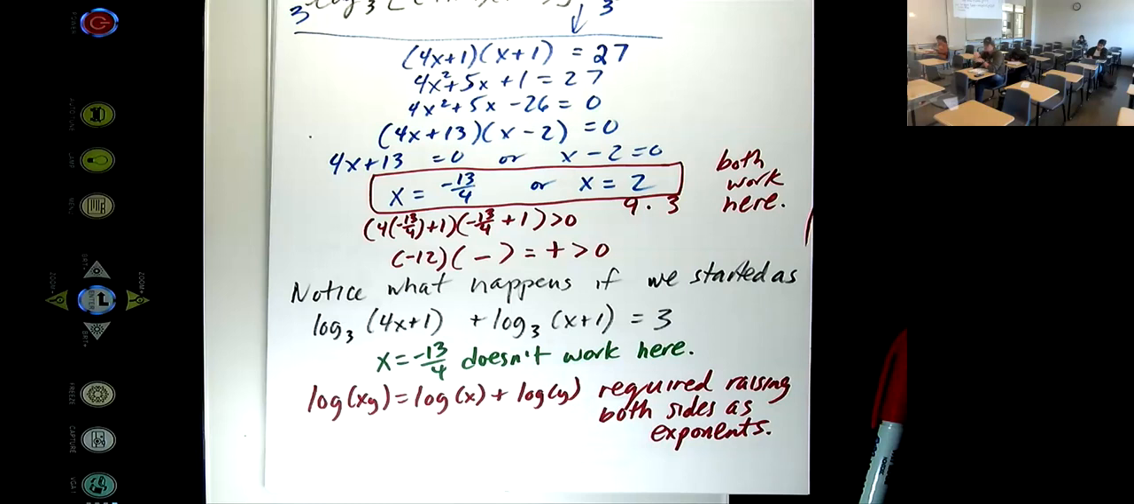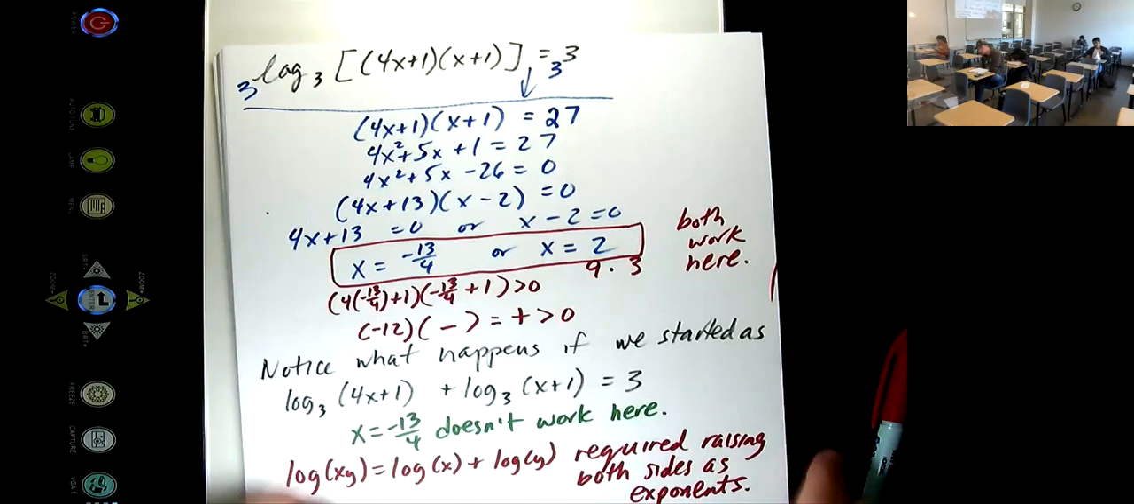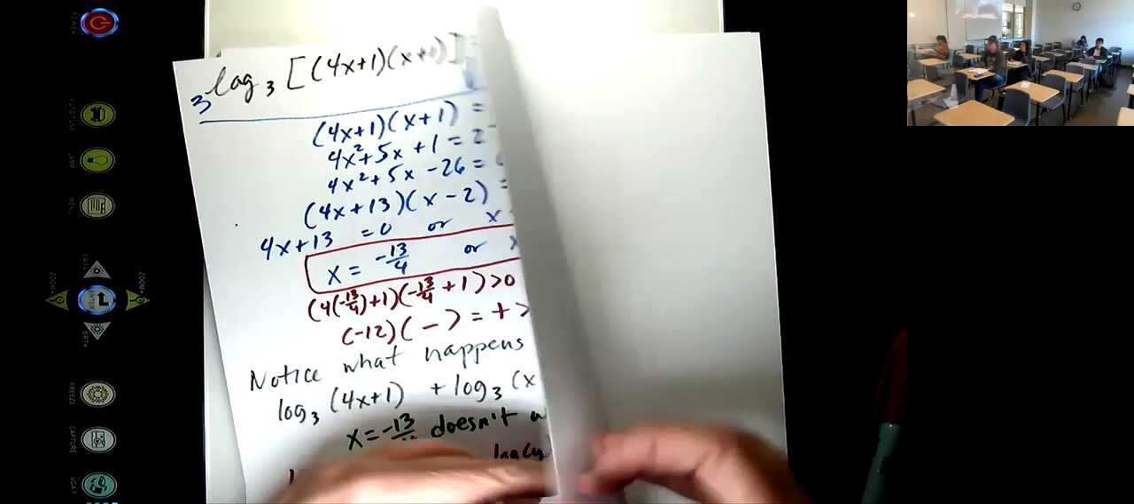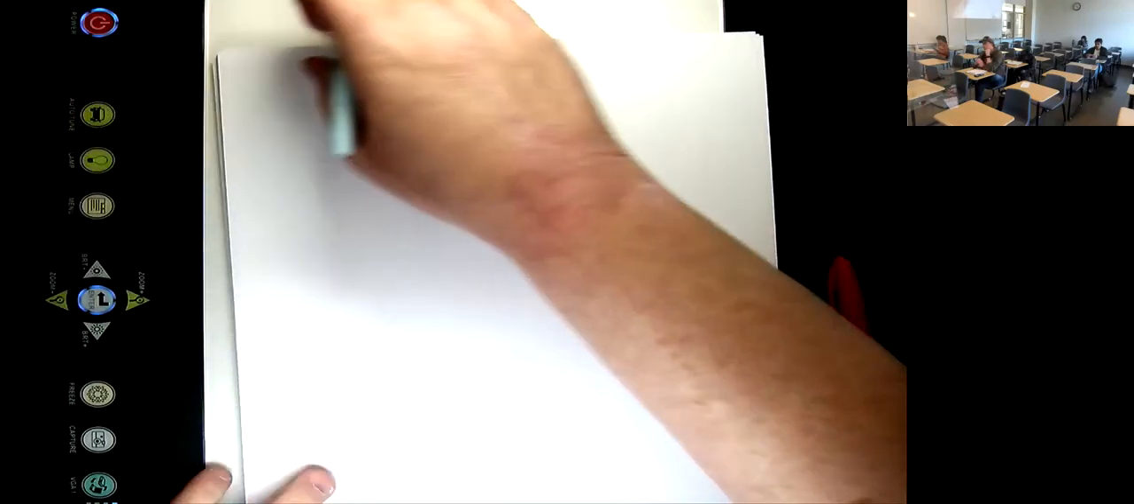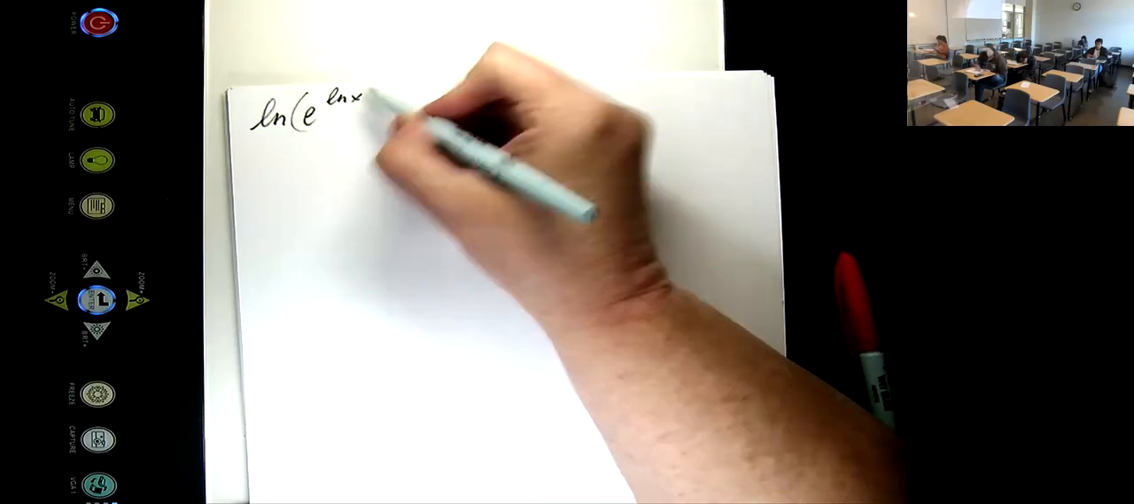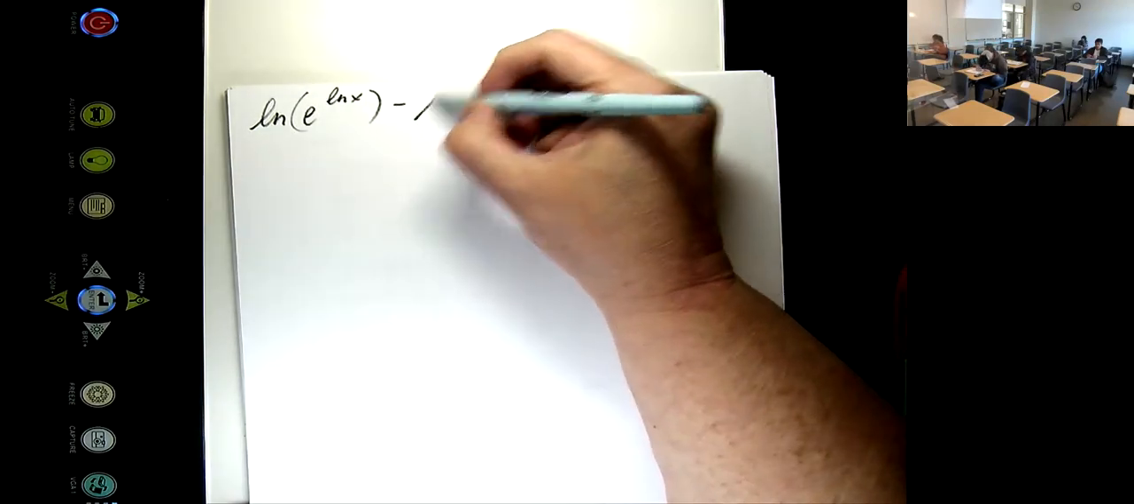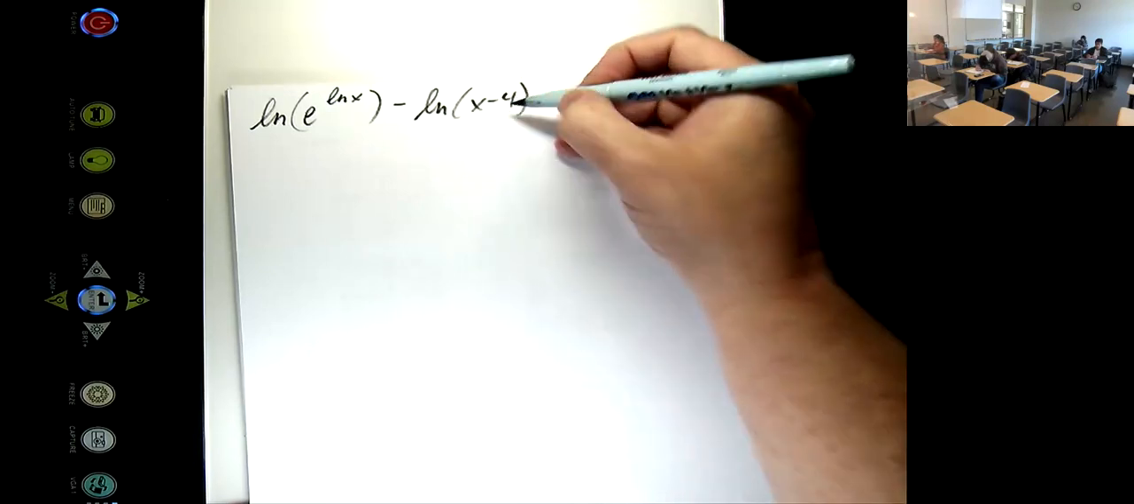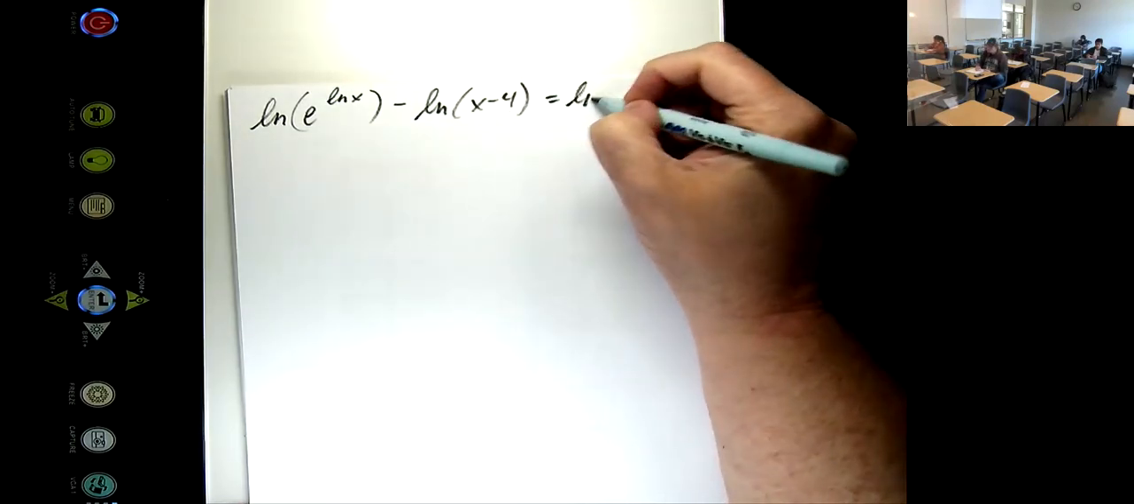That seems tedious. I'm not gonna do that one. It's just another solving. This one's got a solving, but it's slightly different. ln of e to the ln of x minus ln of x minus 4 equals ln of 5.